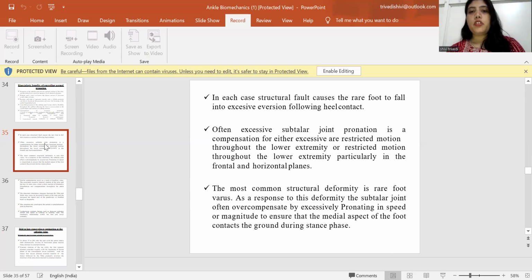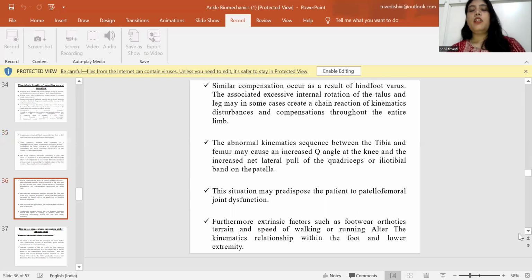conditions, the structural deformity is rear foot varus. As a response to the deformity, the subtalar joint overcompensates by excessively pronating in speed or magnitude to ensure that the medial aspect of the foot contacts the ground during stance phase. Similar compensation occurs as a result of hind foot varus. The associated excessive internal rotation of the talus and leg may in some cases create a chain reaction of kinematic disturbances and compensation throughout the entire leg.